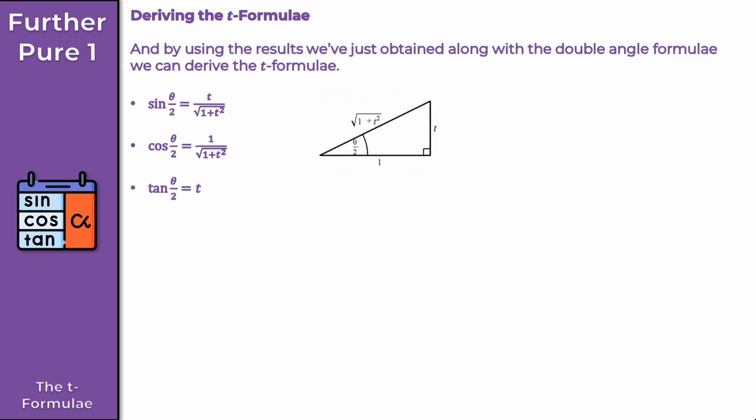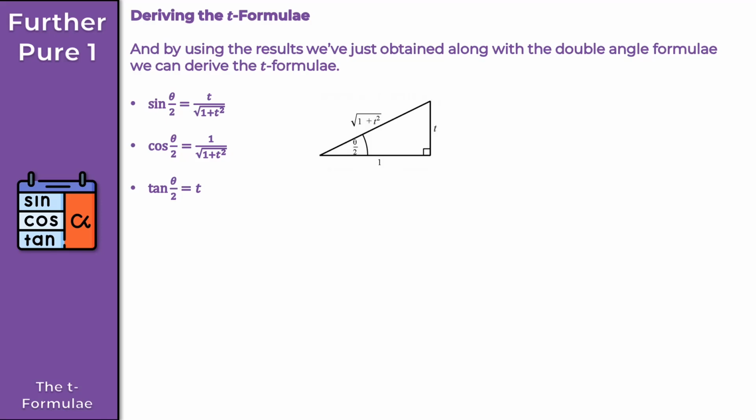So let's continue here then with the derivation of the t-formulae. As we can see, we don't have quite enough room to do this all on one page. So all I've done here is shift these results up, including our right angle triangle. And don't forget that these results are what we obtained on the previous page just by using this right angle triangle with acute angle of theta over 2 and our basic trig ratios.